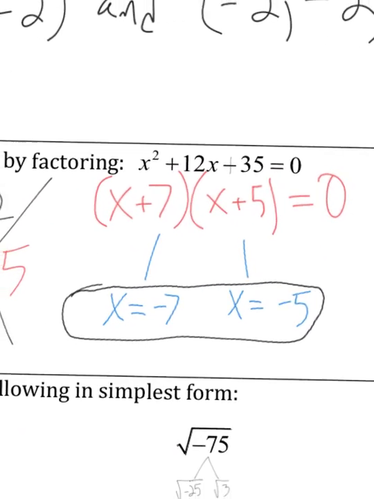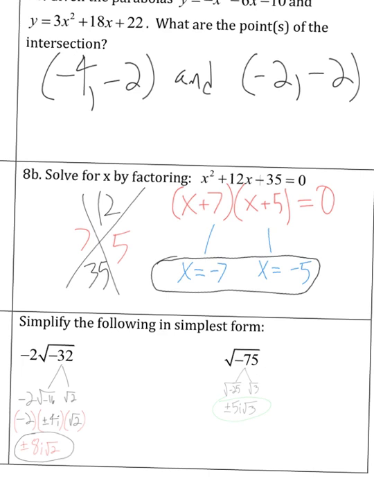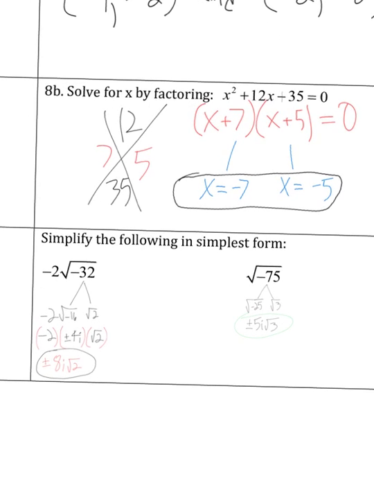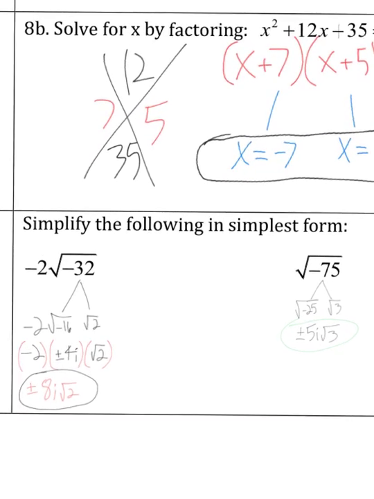8b, solved by factoring. You needed to change this to a plus 35, and then the factors of 35 that add up to 12 are 7 and 5. So x plus 7 times x plus 5 equals 0. So what two numbers would make this go to 0? A -7 or a -5. Yep.